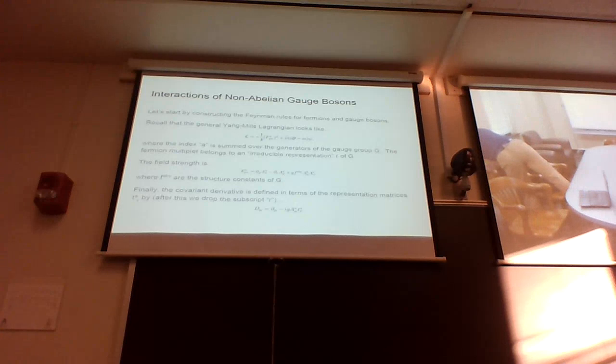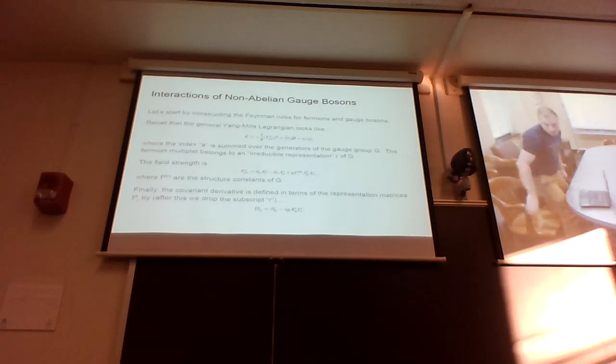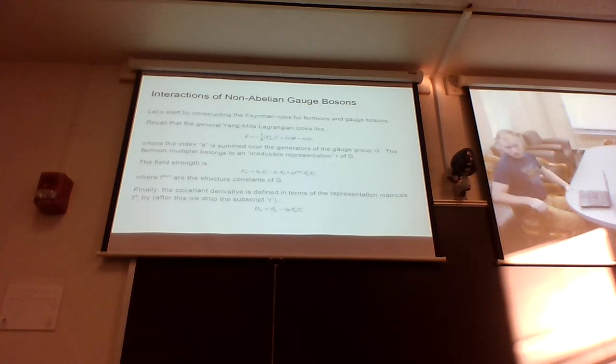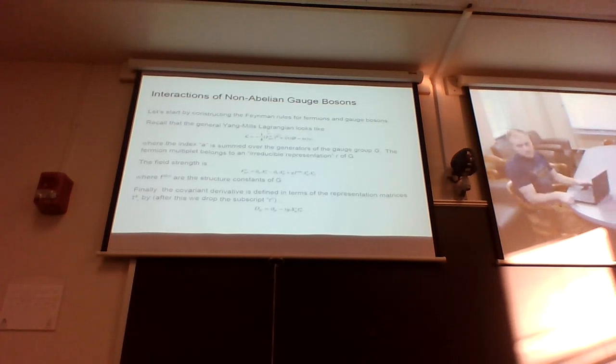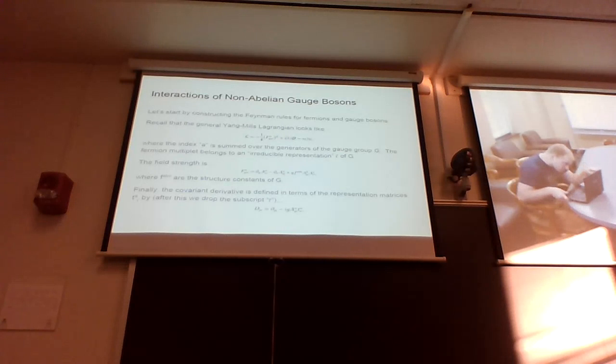So what we want to do is first work out the Feynman rules for fermions and gauge bosons in the non-abelian theory. We'll take as our Lagrangian the general Yang-Mills Lagrangian. If that A superscript wasn't there, you could say this is QED, right? But the fact that A is there tells you that you're dealing with a non-abelian gauge theory, or something with an extended field strength.